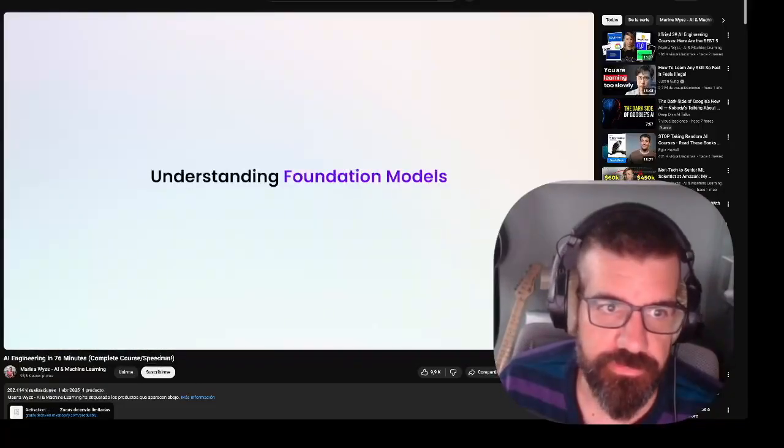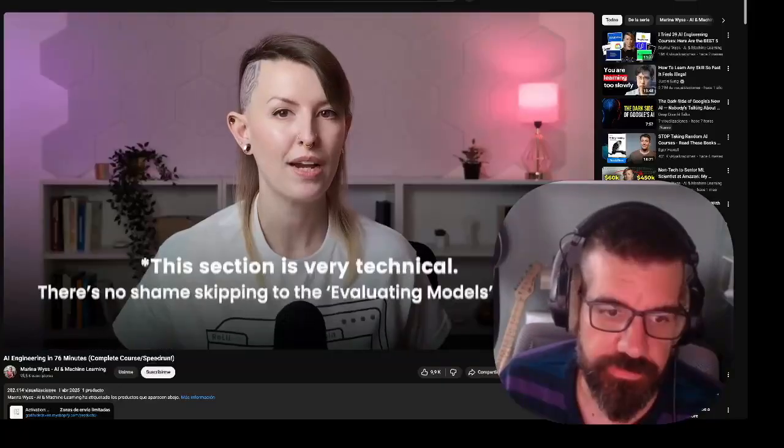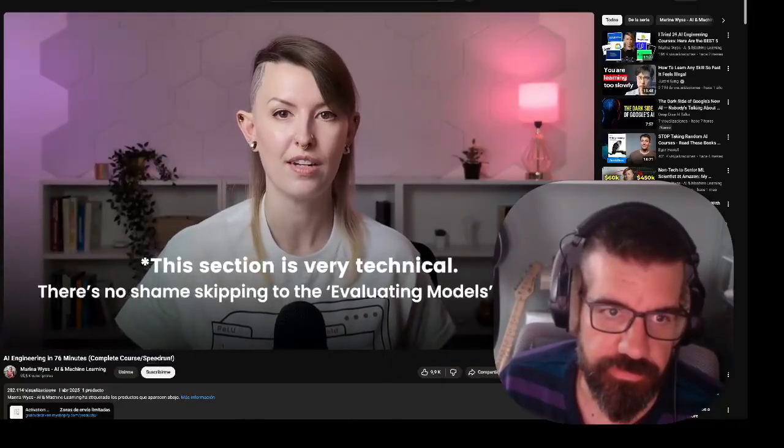Now that we've covered what AI engineering is, let's dig deeper into foundation models themselves, how they're trained, how they work, and why understanding their architecture matters for AI engineers. Foundation models at their core can only know what they've been trained on.